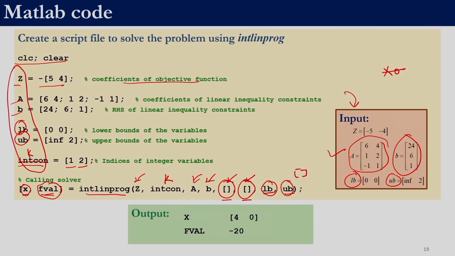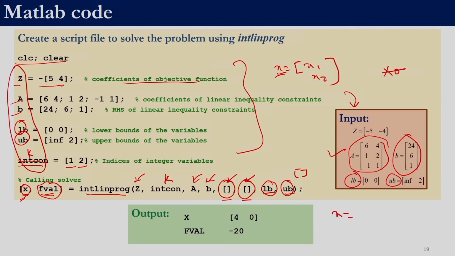The size of x will be the same as the size of the lower bound or the upper bound, right? So we have two variables in this case, so x will contain two values. The first value will be x1, the second value will be x2, because that was the convention we had followed to define all these values, right? So all these values are correct only if x is in this format, so the result will also be in the same format.